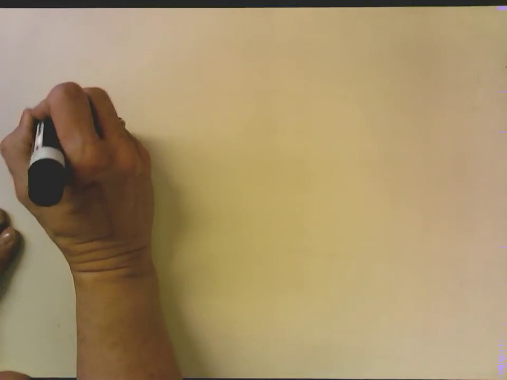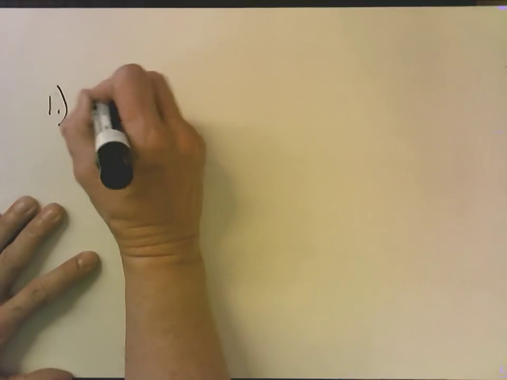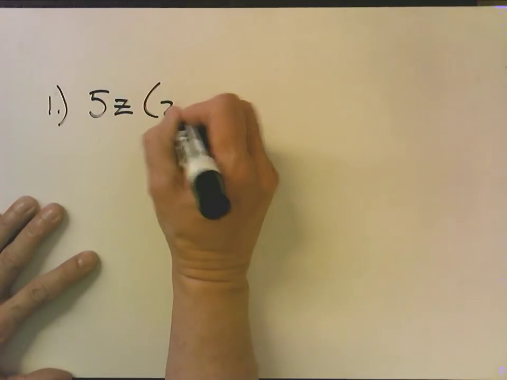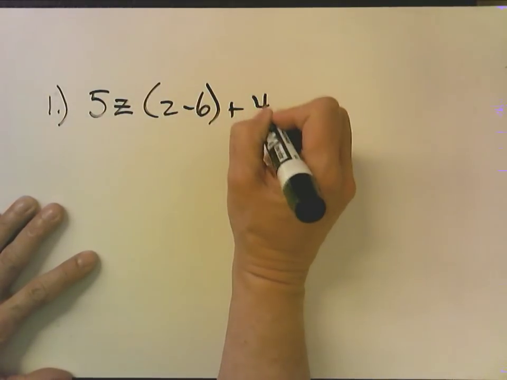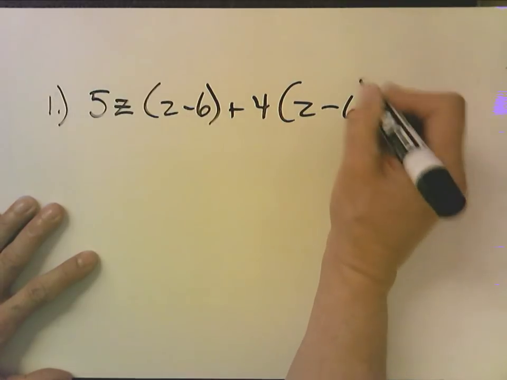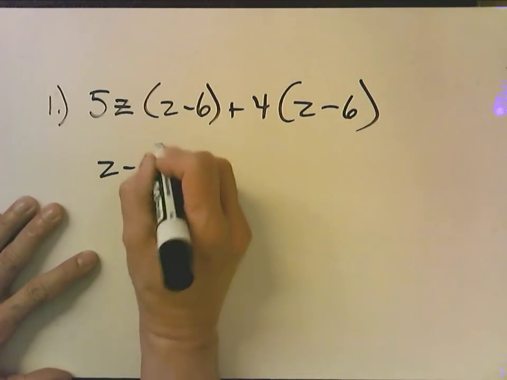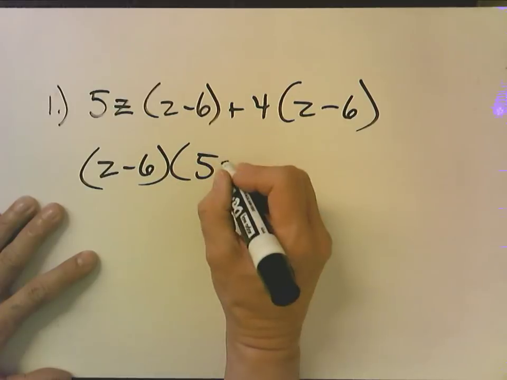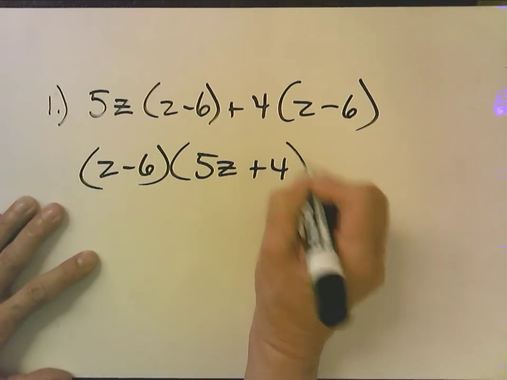So now I want everybody on page 51 to try checkpoint 1, 2, 3, and 4. Turn the video off and turn it back on when you're done and check your answers. Okay, so number 1, 5z times (z - 6) plus 4 times (z - 6). Obviously, (z - 6) is my GCF, and I'm left with 5z plus 4.